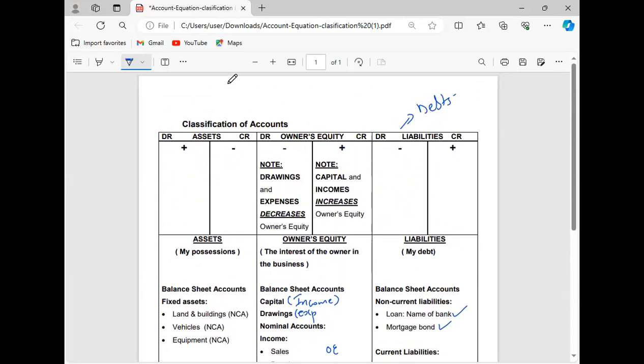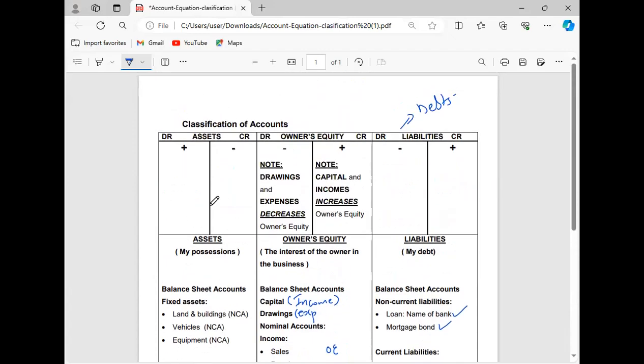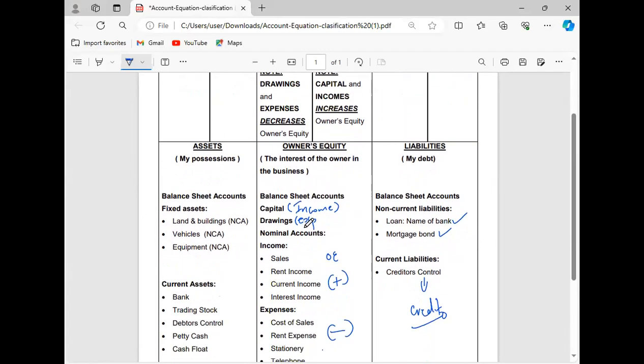So guys, it's very important to know all your accounts, to be able to classify them. You need to be able to say vehicle, equipment, bank, trading stock, debtors control, petty cash, cash flows, they are part of assets, and all assets increase under the debit side and decrease under the, what, the credit side. Same thing when it comes to owner's equity.